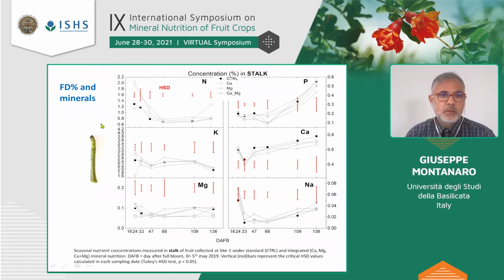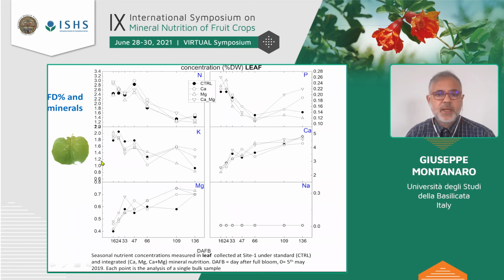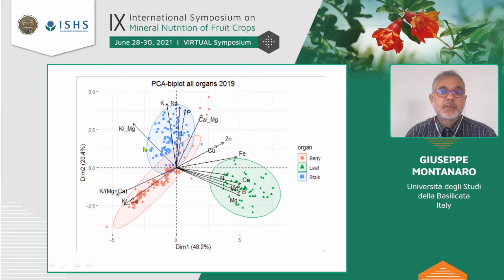We did a lot of mineral nutrition analysis on different organs: on stalks, for example, on berry, and on leaves. And basically, we did not identify any clear pattern among the treatments. There were no significant differences among treatments. And we learned that, of course, the three organs grouped differently compared to the mineral nutrition.